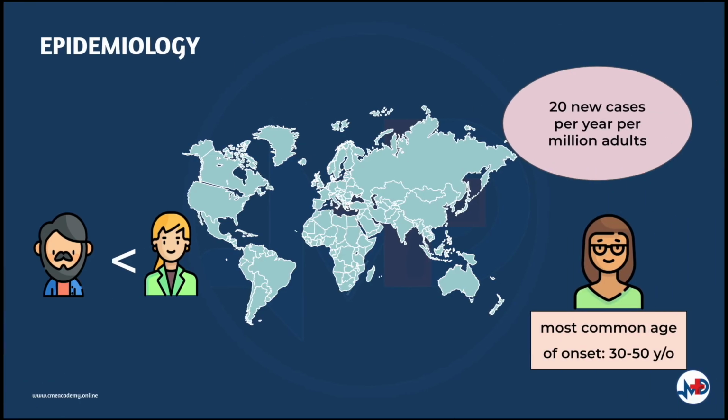The prevalence of scleroderma in the US is higher than in Europe or Asia. Scleroderma is more common in women than men with a ratio of 5:1. The disease is rare in childhood, but more common in young adults, especially during childbearing age, and most common at the age of onset 30 to 50 years old.